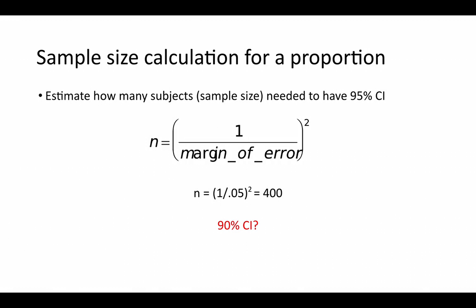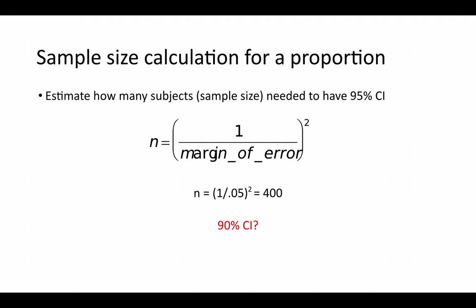So how about a 95% confidence interval? First you calculate the margin of error, which will be 1 minus 95%. That's 0.05. Then you use 1 divided by 0.05 and square it. That will be 400. So 400 is the sample size if you want a 95% confidence interval.